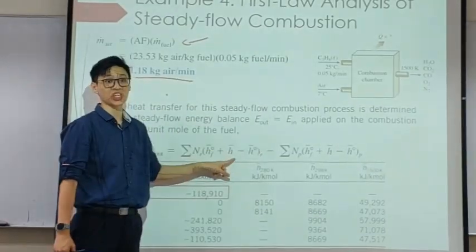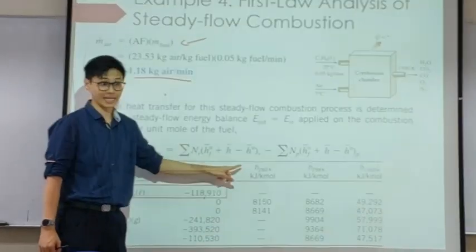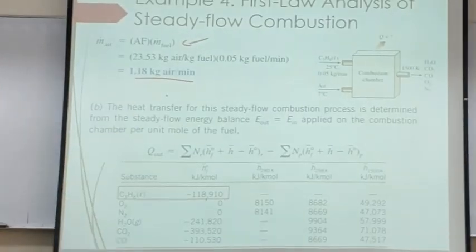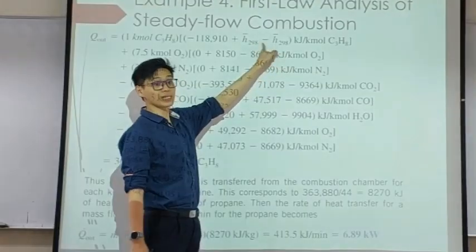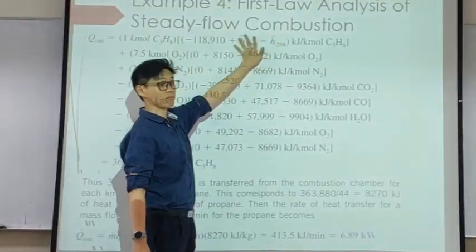So C3H8 enters at the reference point already. So meaning there's no change in the state of C3H8. That's why the first one, there's nothing here. That's why we write 298 minus 298 because this is the reference. So this one's nothing. You can just take it off.